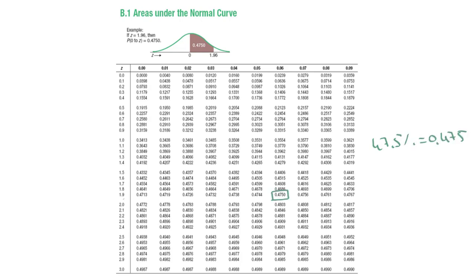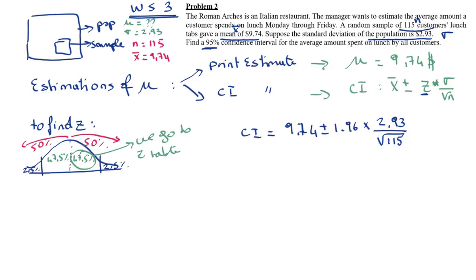Substituting this in the formula will lead to a margin of error of $0.54. So our sample mean is $9.74. We add to that 0.54 and we subtract from that 0.54 to get the confidence interval. So our mu is between 9.2 and 10.28.